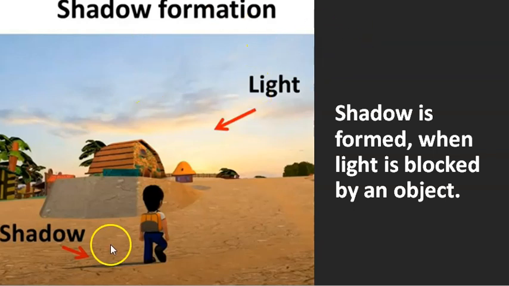Yes, shadow. You can see the shadow of this child here, okay? A shadow is formed when light is blocked by an object, okay? Clear? This is very easy. A shadow is formed when light is blocked, hit by an object. Then a shadow is formed.